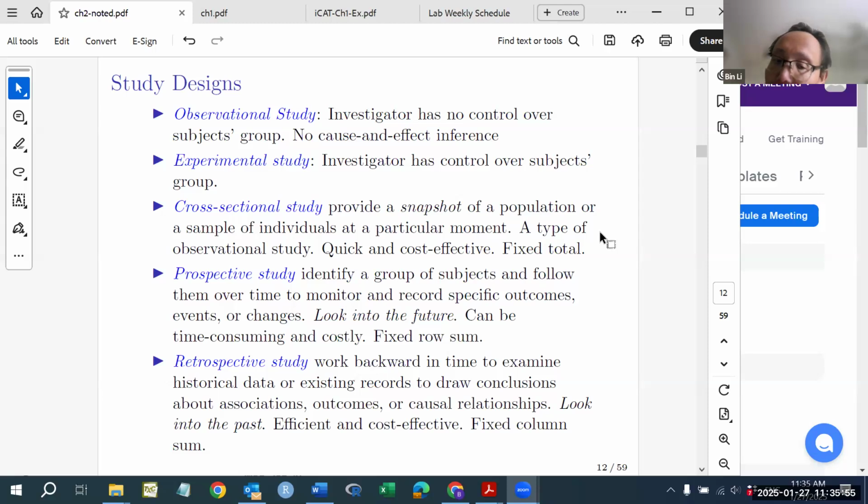A prospective study is to identify a group of subjects and follow them over time to monitor and record specific outcomes, events, or changes. So the prospective study is to identify the group and then look into the future. Okay, but this is the most expensive study design. It's not just expensive money-wise, it's also expensive in terms of time, because you have to wait long enough to see the effects. Okay, so that's usually related to the ROSA.